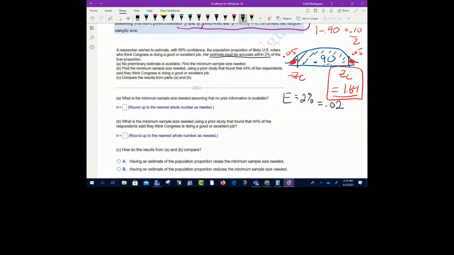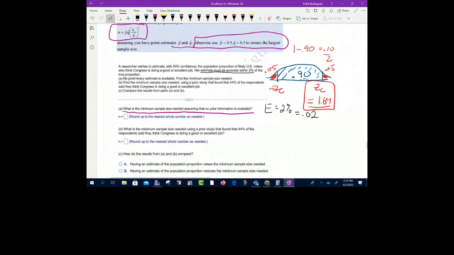Now, let's see if we can figure out part A. Part A says, what is the minimum sample size, assuming no prior information is available? Okay, I'm going to back up a little bit because I'm going to use this formula right there. So we're going to go like this.